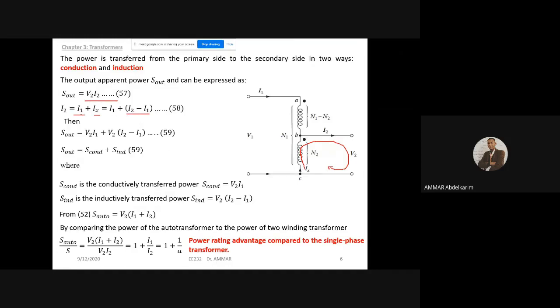So by replacing I2 by its expression, I2 equals I1 plus IX, where one current came from this side and the other from this side, giving us I2. By replacing I2 by its value, the output apparent power equals V2 times I1 plus V2 times (I2 minus I1). And here we have two apparent powers, the apparent power of the conduction and the apparent power of the induction.